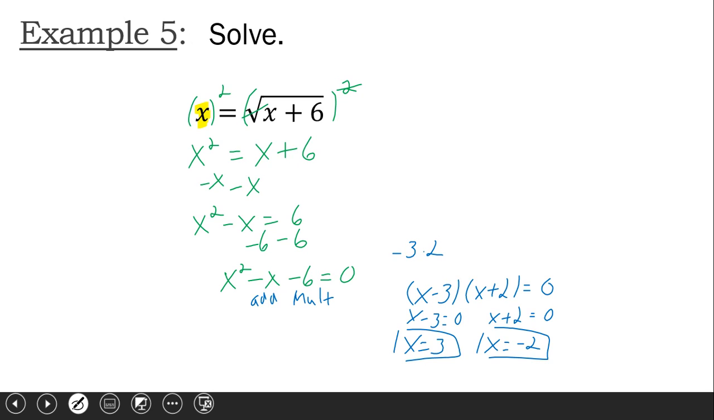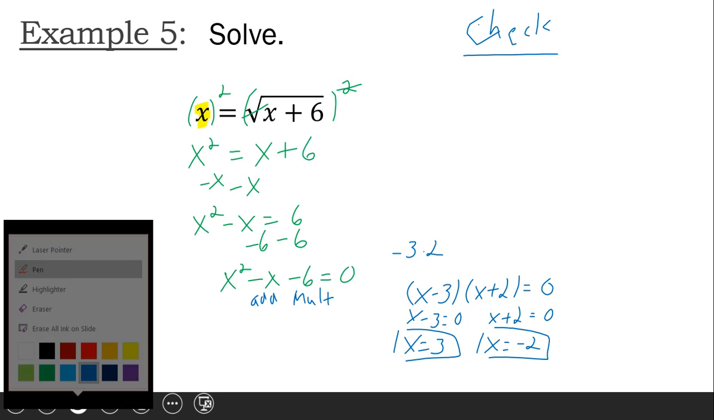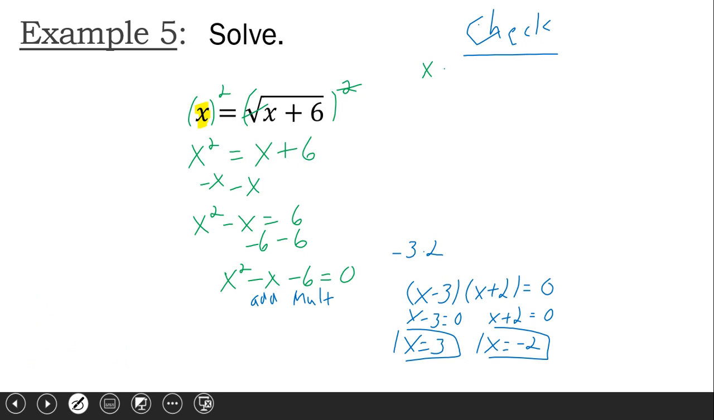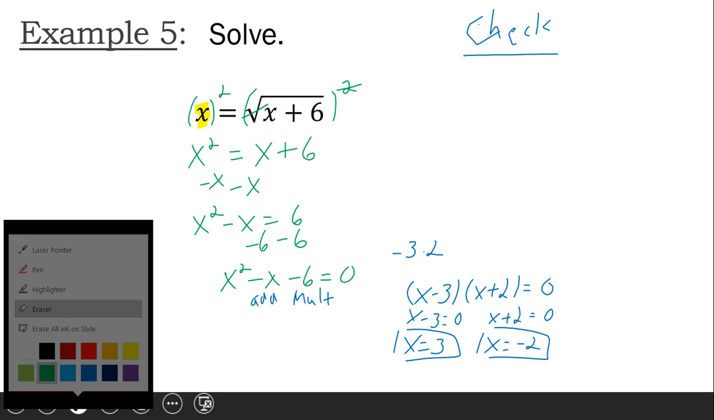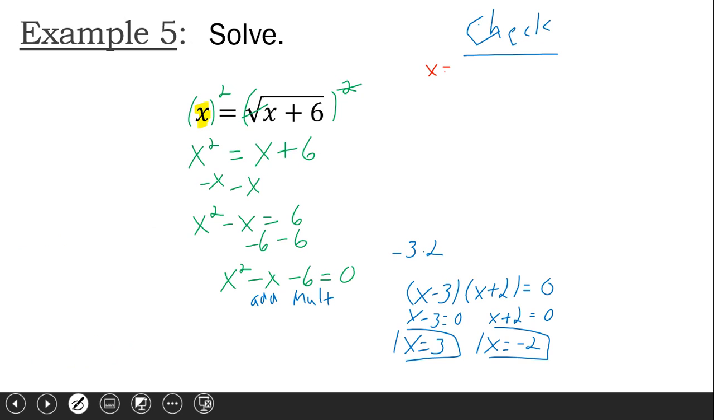However, this is where the check comes into play. When we check our work here, let's do the x equals 3 case first. When I plug in x equals 3, I'm going to get 3 equals the square root of 3 plus 6. So 3 equals the square root of 9. 3 equals 3. We're good to go.